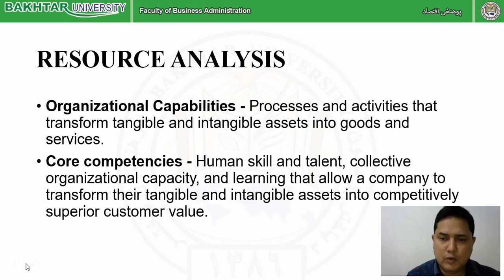Then, moving further, organization capability means, with the help of tangible assets and intangible assets, what you are actually producing. If you are a mobile company, what is your capability? What is your capacity to produce the product? How many products you can produce in a day with the help of your tangible assets and your intangible assets. That is known as organization capability. Processes and activities that transform tangible and intangible assets into goods and services. What you are producing, how much you are producing, what is your capacity in the market.